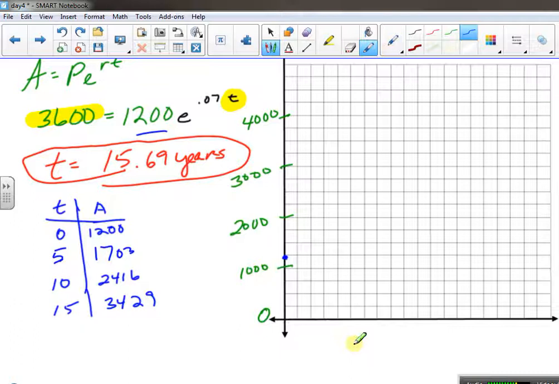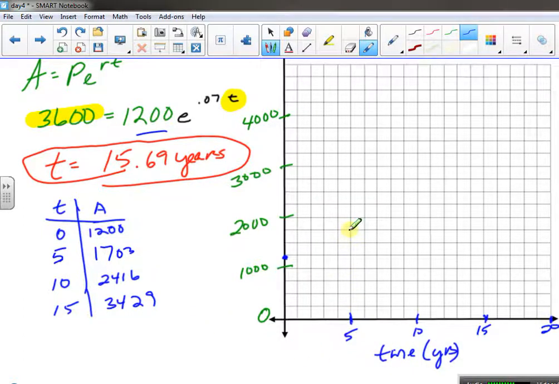Well, I know my answer is 15 years, so I think we'll go 1, 2, 3, 4, 5. See if I can fit 20. 6, 7, 8, 9, 10, 11, 12, 13, 14, 15, 16, 17, 18, 19, 20. Okay, so 5, 10, 15, 20, and I want to put labels down here. I have context, so I'm going to say time in years.